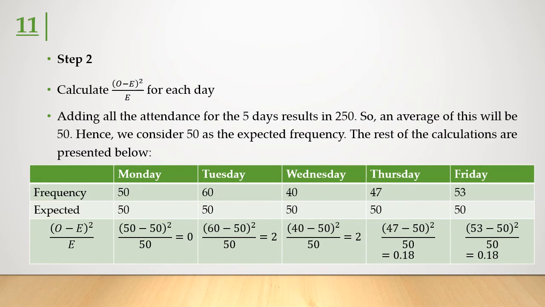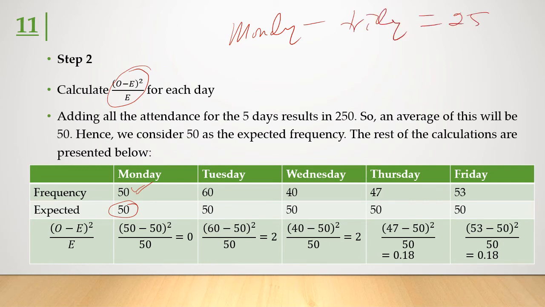Step 2, we calculate the statistic. This is for each day. So for Monday we observe 50, and the hypothesized value will be 50. Why 50? When we add up the numbers from Monday to Friday, we get 250. So 250 divided by 5 will give us the 50. So this is going to be distributed uniformly to all the days of the week. That is why we have 50, 50, 50, 50 throughout.